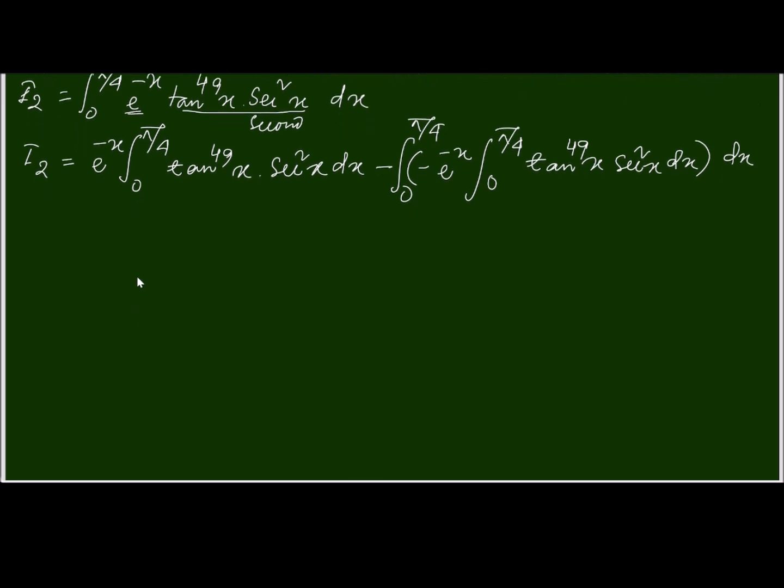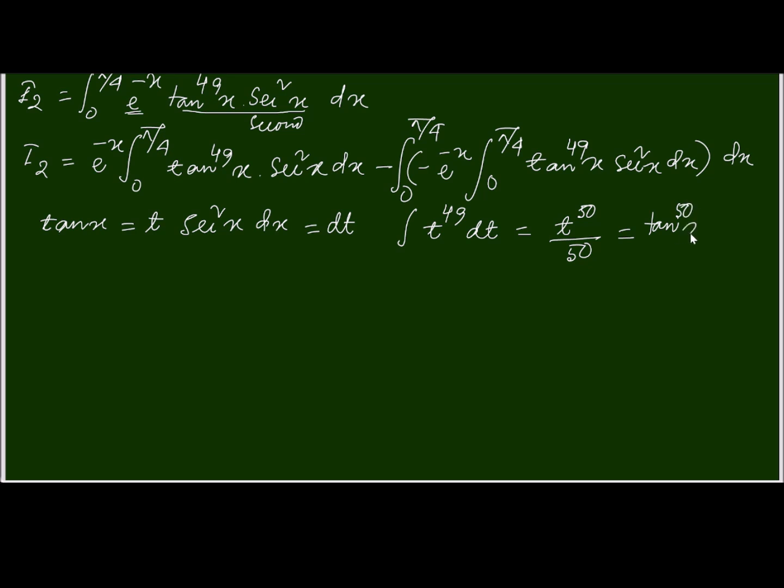Now coming to this integration part, if I take tan x as t, then sec square x dx equals dt. So I am getting the integration of t power 49 dt, which is nothing but t power 50 over 50. So tan power 50x over 50.